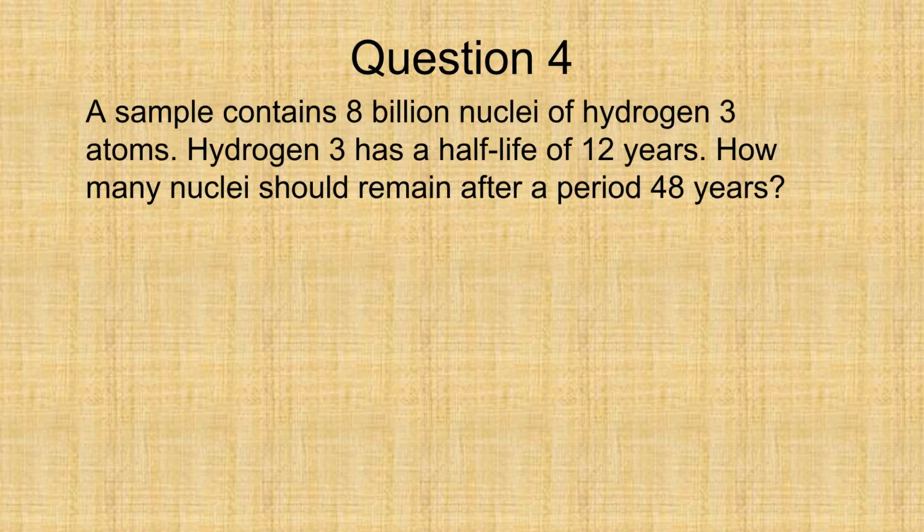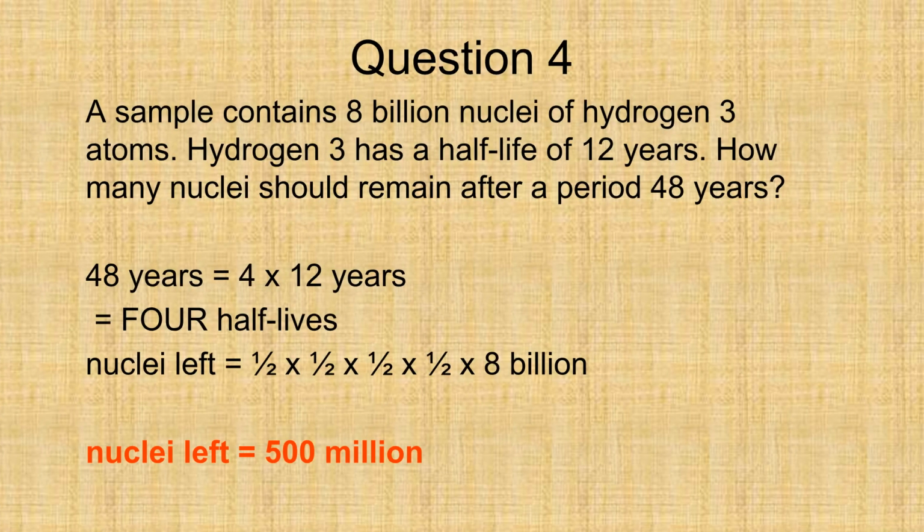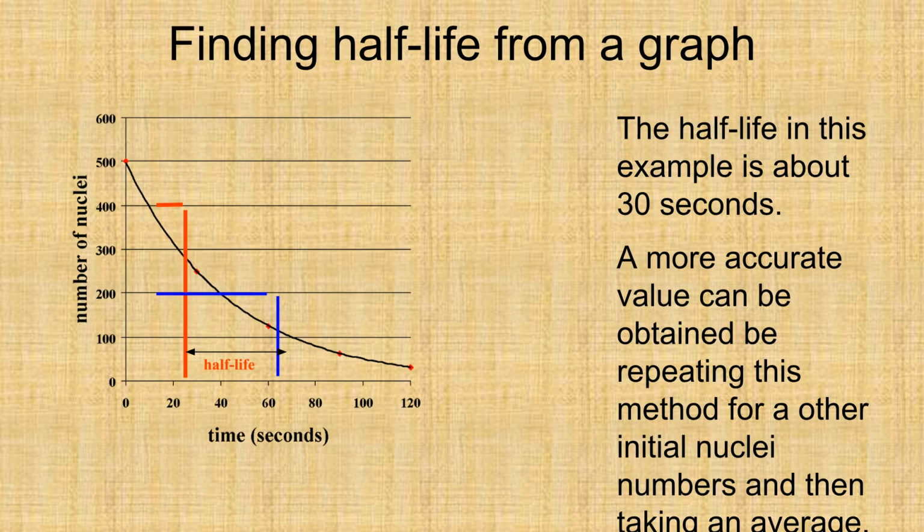Question 4 asks for the remaining nuclei of hydrogen-3 after 48 years, starting with 8 billion nuclei and a half-life of 12 years. We need to calculate how many half-lives have passed. 48 years is equal to 4 half-lives. Therefore, the number of nuclei left is 1/2 multiplied by itself 4 times, then multiplied by 8 billion, which equals 500 million nuclei left. We can also find the half-life from a decay curve graph.